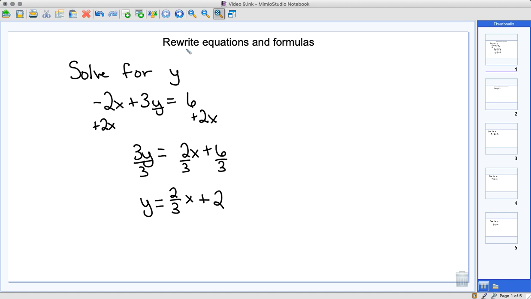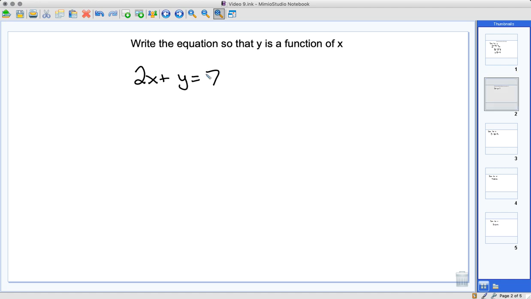Okay, so just some wording that I want you to be aware of. Sometimes they'll say solve for x. Sometimes they might say write the equation so that y is a function of x. Okay, so it means the same thing. Solve for y, sorry.